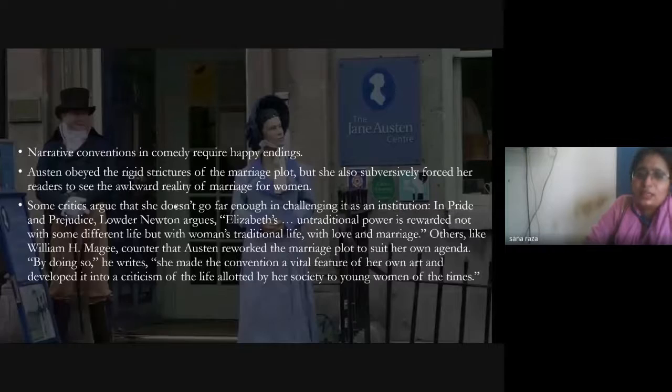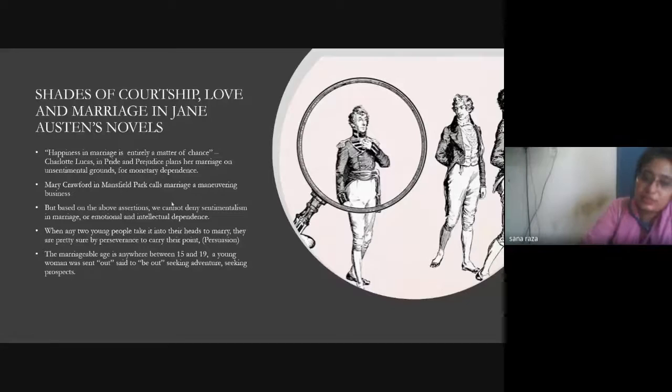she ends up marrying. So there are several concerns among critics that she did not do anything else for any of her protagonists. Others like William Magdy counter that Austen reworked the marriage plot to suit her own agenda. By doing so, she made the convention a vital feature of her own art and developed it into a criticism of the life allotted by her society to young women of the times. Now see how courtship, love and marriage, these three things proceeded in Jane Austen.